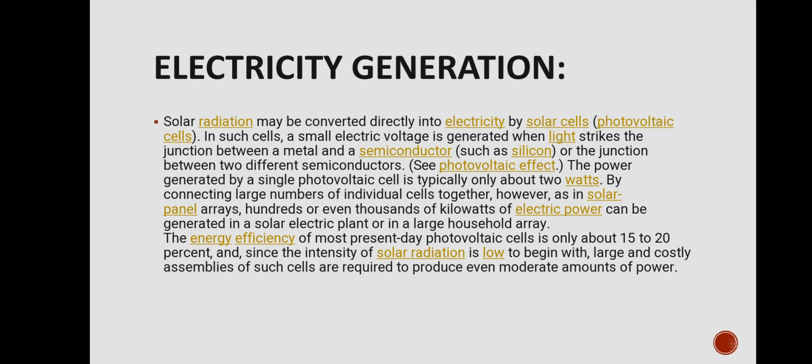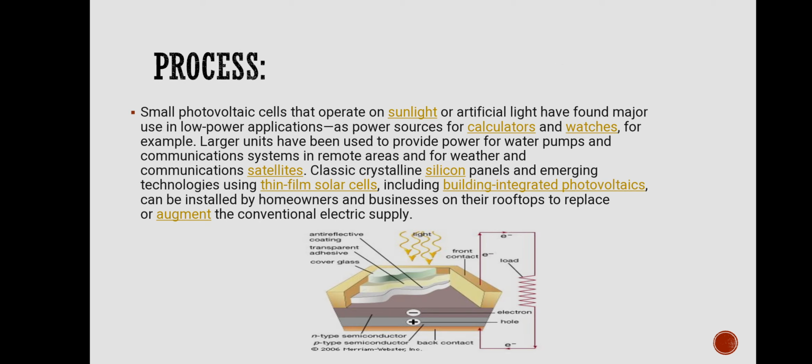Electricity generation. Solar radiation may be converted directly into electricity by solar cells, photovoltaic cells. In such cells, a small electric voltage is generated when light strikes the junction between a metal and a semiconductor or the junction between two different semiconductors. The power generated by a single photovoltaic cell is typically only about 2 watts. By connecting a larger number of photovoltaic cells, as in solar arrays, the energy efficiency is low, and large assemblies are required to produce even moderate amounts of power.